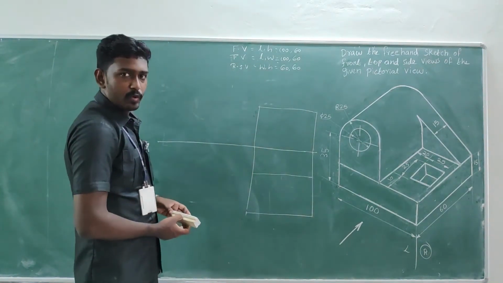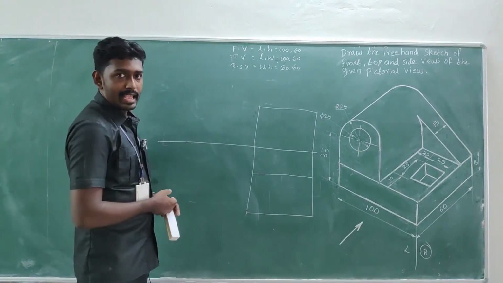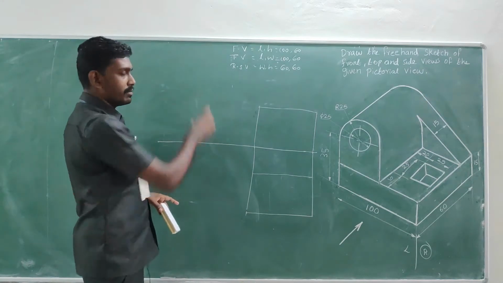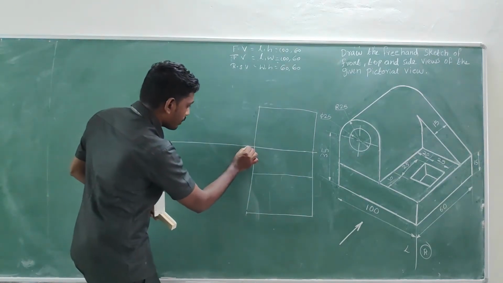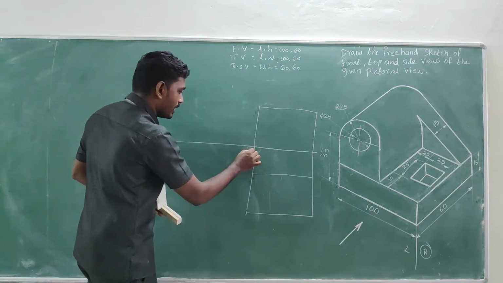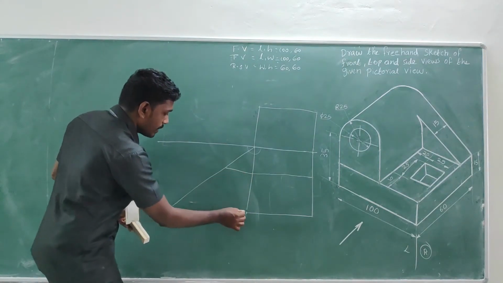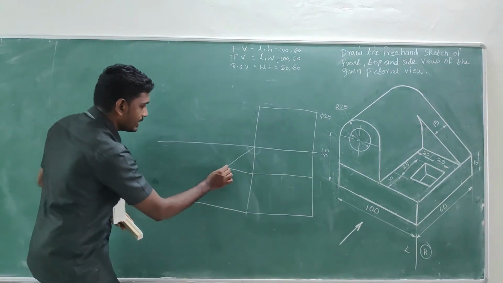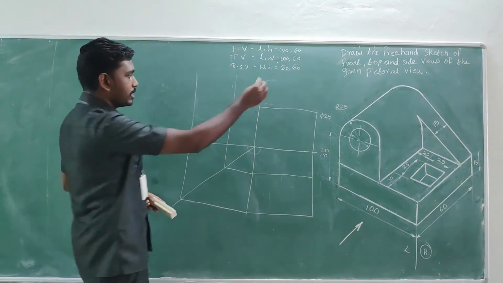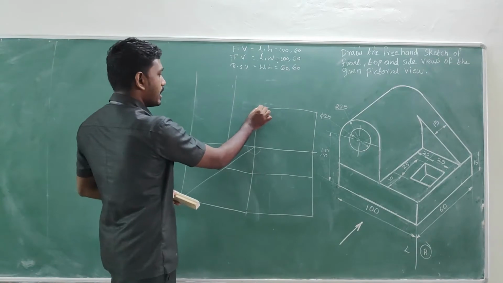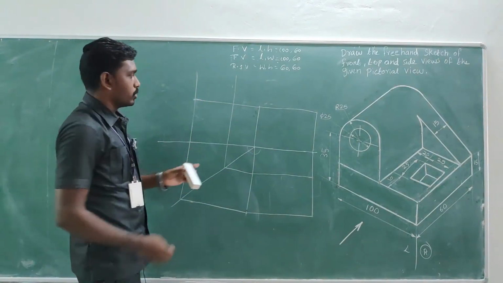So what about the next view? With the help of a 45 degree inclined line, we can take all the measurements from the top view, right? Keep your protractor and measure 45 degrees and go for an inclined line and get the projectors from the top view so that we can get the width of the object for the side view, and the height of the object can be taken from the projectors from the front view, something like this.